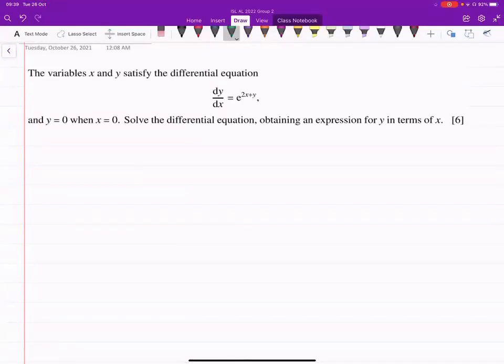The variables x and y satisfy this differential equation. dy over dx equals e raised to power 2x plus y. आपको x और y की कुछ वैल्यूज दी हुई हैं, इसको सॉल्व करने आपने obtaining y in terms of x. ठीक है, how do you do that? You're going to separate the variables first.